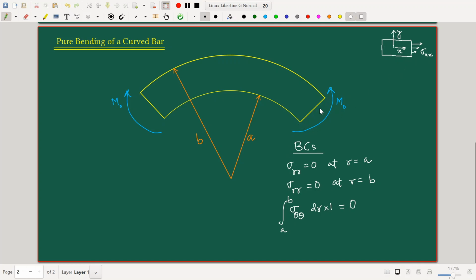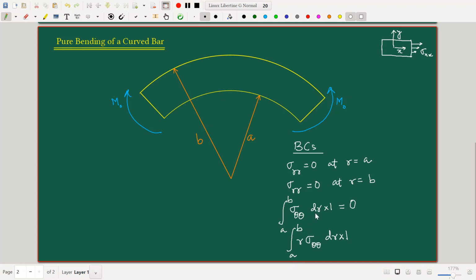Correspondingly, if we consider this edge, we again have to write the bending moment in terms of this sigma theta theta, but this time multiplied with the moment arm r. So what we write is r sigma theta theta dr times 1. So you understand that this part, sigma theta theta times dr times 1, is the elemental force acting over a little elemental thickness of this edge. The r is the moment arm which will result in this bending moment, and we have to carry out this integration from a to b.